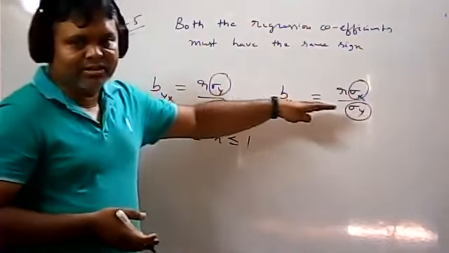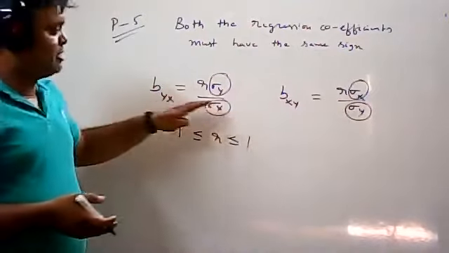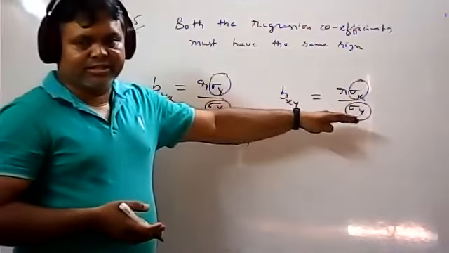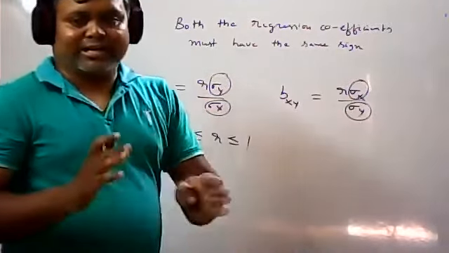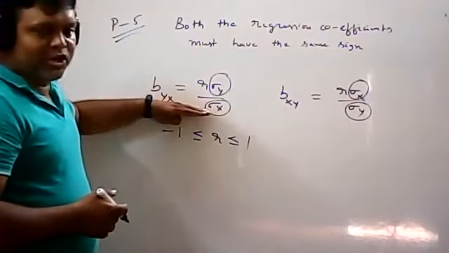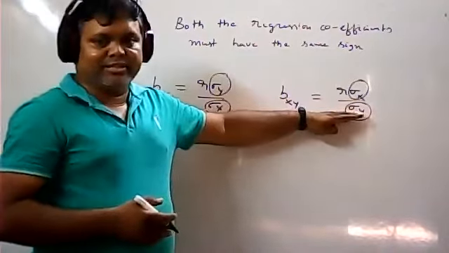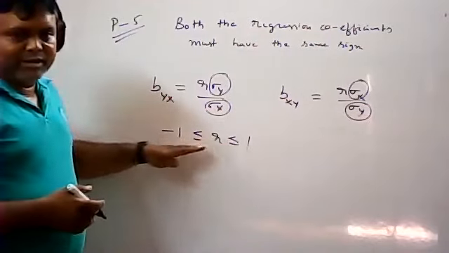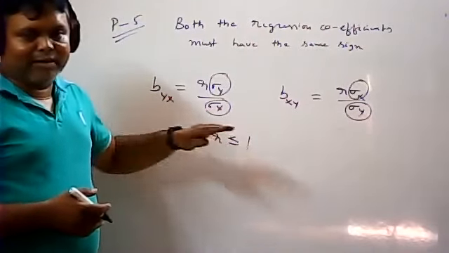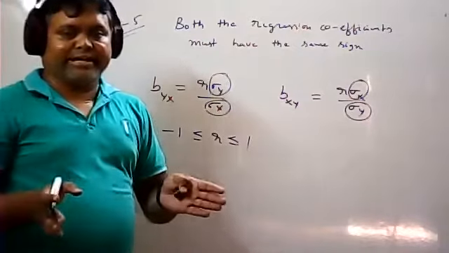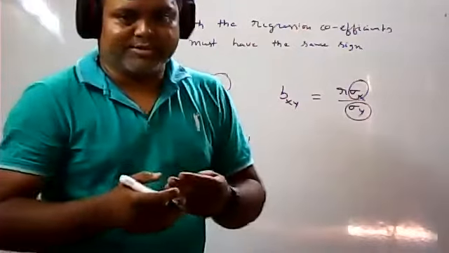The sign depends on R only. So if R value is positive, both the regression coefficients are positive. If R is negative, both the regression coefficients are negative. That is the reason you won't get alternative, plus minus you won't get. So that means if byx is positive, automatically bxy is also positive. The reason is R takes only -1 to +1 values. So R may be negative, R may be positive. If R is negative, both the regression coefficients are negative. If R is positive, both are positive.